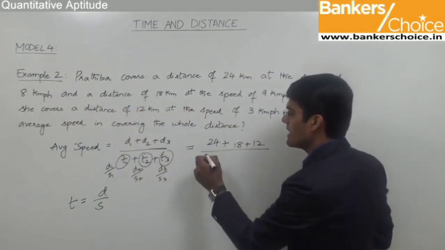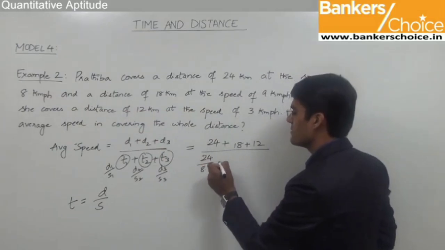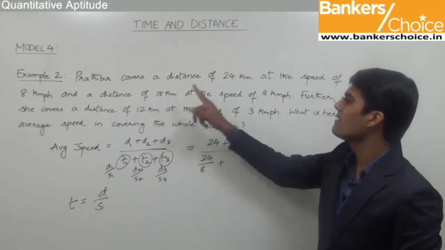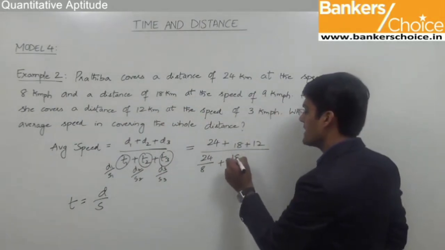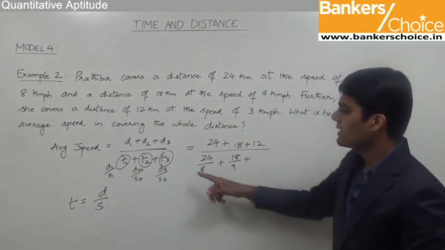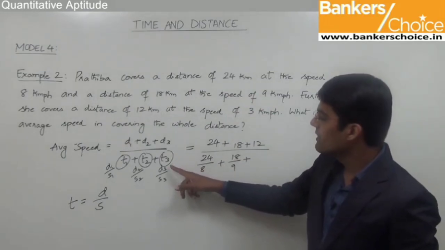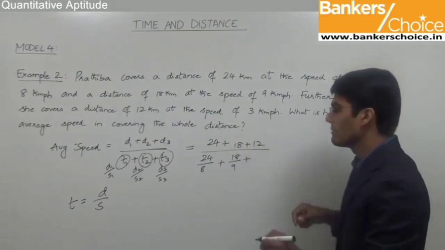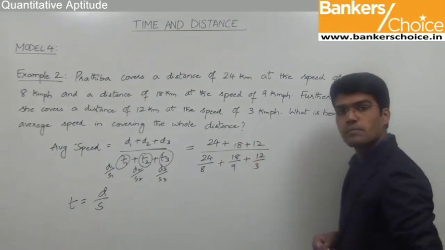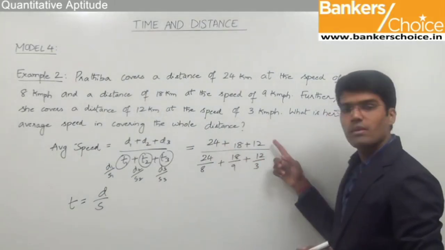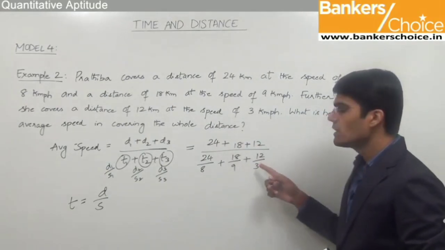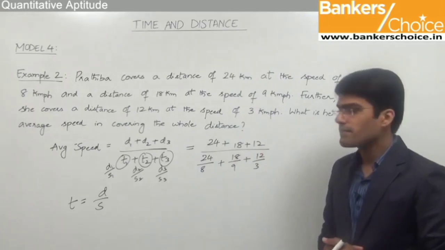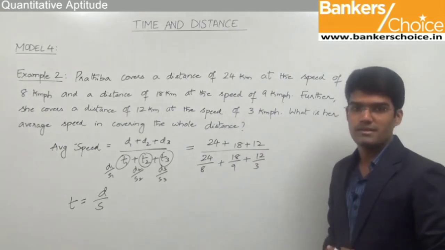So we can say that the time taken will be 24 by 8 plus, for the second part of the journey, d2 by s2. d2 is 18 kilometers and the speed is 9. So this can be taken as 18 by 9 plus, for the third part of the journey, the time taken will be d3 by s3. The distance here is 12 kilometers and the speed is 3 kilometers per hour. So this is 12 by 3. Again, as you can see here, the distances are given in kilometers and the speeds are given in kilometers per hour. So we need not convert any of the units here before we do the calculation. And the speed that we obtain will be in kilometers per hour.